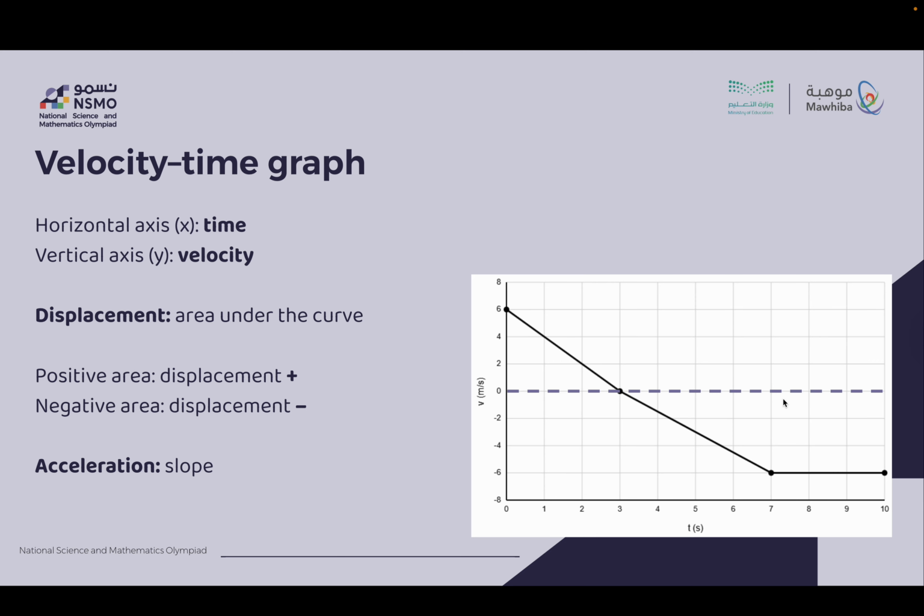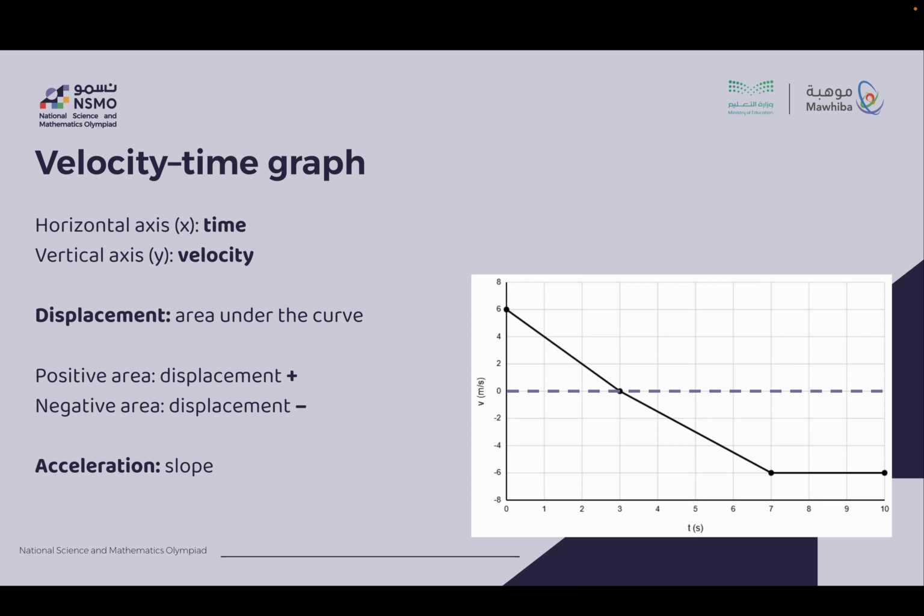By drawing this line at 0 velocity, we can see the situation more clearly. We will have positive areas, such as the area of this first triangle. These mean a positive displacement. But we can also have negative areas, such as this part, which is under the line at 0. So these parts will mean negative displacement. Adding these, we will get the total displacement.